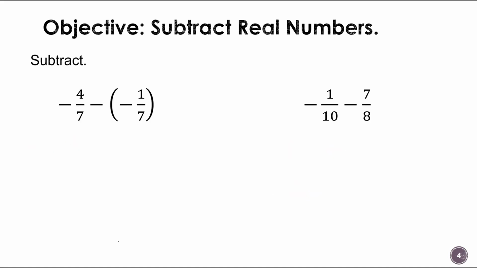Okay, so we can do the same thing with fractions. The first fraction you see has the same denominator, so that makes it a little bit simpler, but let's rewrite this. Negative 4/7, that's going to be plus 1/7 because there are 2 negatives on the 1/7. And now we're just going to add the numerators. We have 4 negatives and 1 positive, so that leaves me with negative 3/7.